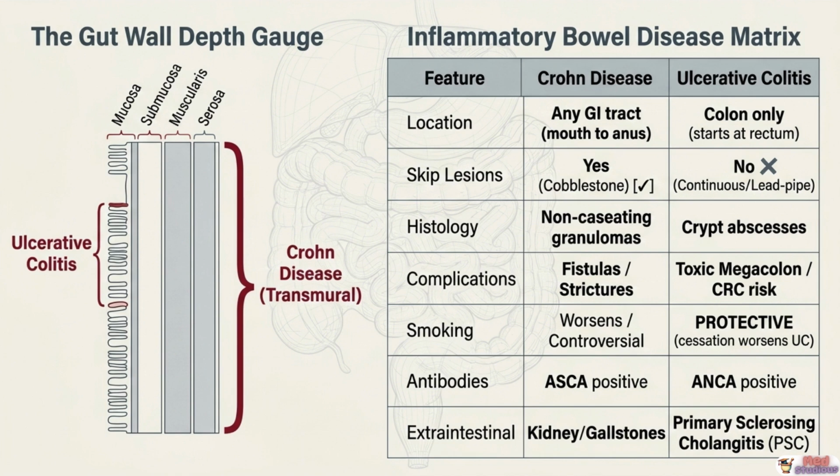Extraintestinal manifestations diverge as well. Crohn is linked to oxalate kidney stones and gallstones from bile salt malabsorption, while ulcerative colitis carries a strong, almost pathognomonic association with primary sclerosing cholangitis. And here's the twist examiners love. Smoking actually worsens Crohn disease, but is protective in ulcerative colitis, meaning smoking cessation can paradoxically trigger a UC flare.